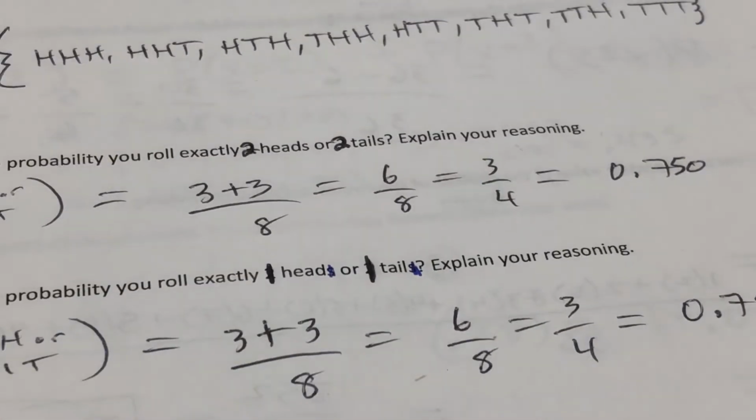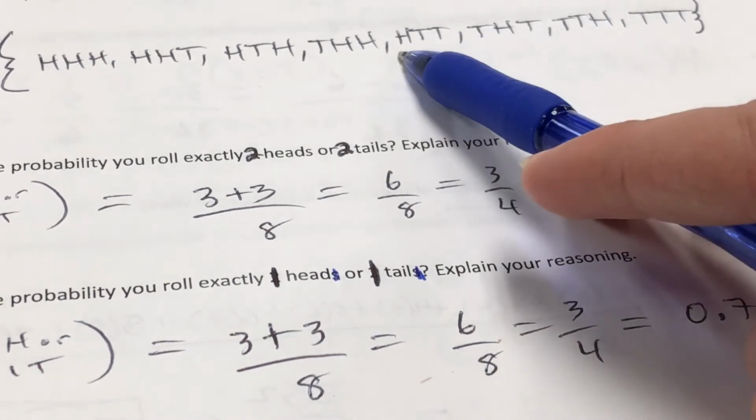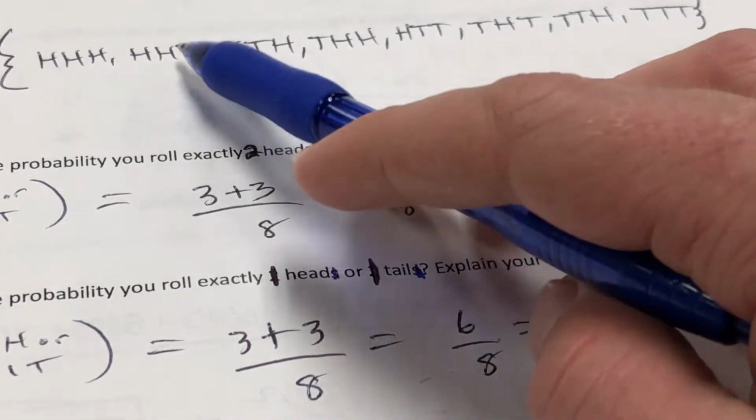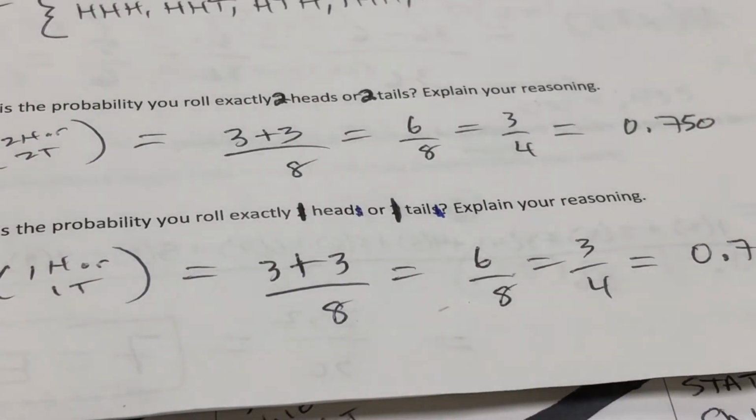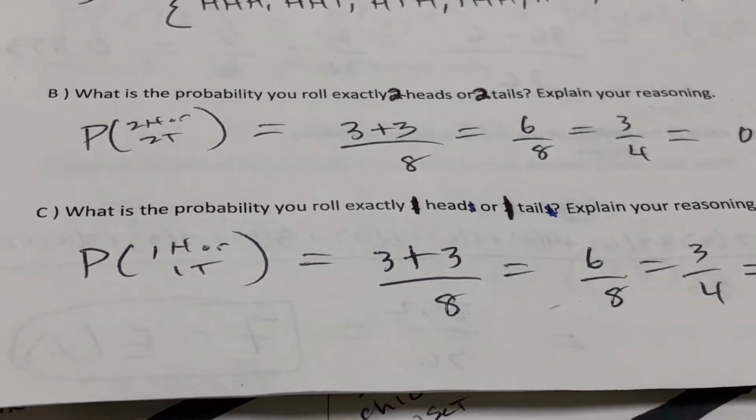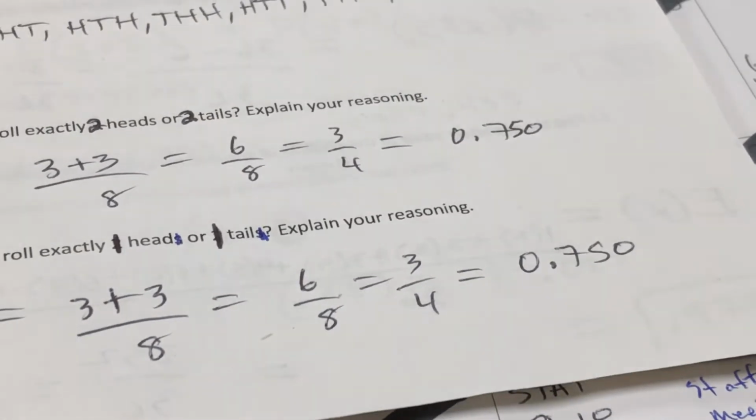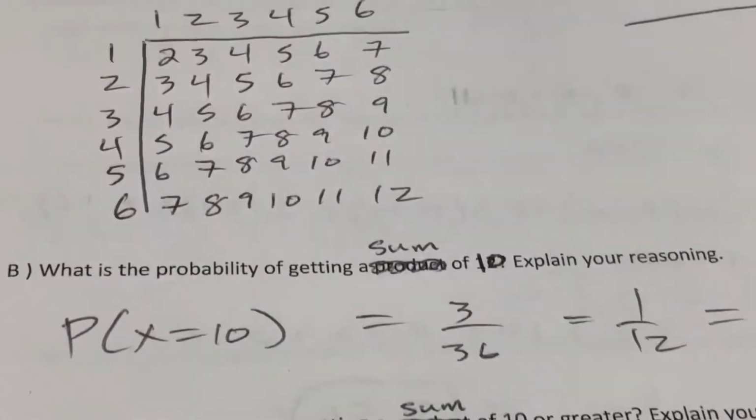What's the probability you roll exactly 1 head or 1 tail? Well, 1 head would be that one, that one, or that one. And 1 tail would be that one, that one, that one. 3 plus 3, this is how you explain your reasoning. You show me all that good arithmetic. Again, you're writing me a probability statement right there: probability 1 head or 1 tail. And then that is the probability. All this work you see here, that's what I expect on your homework sets.